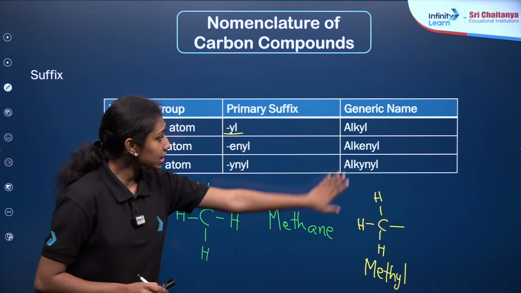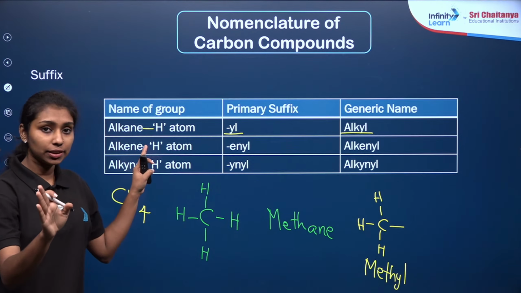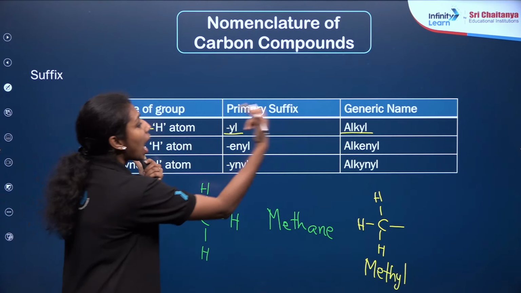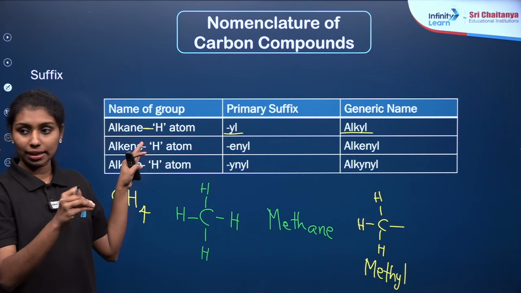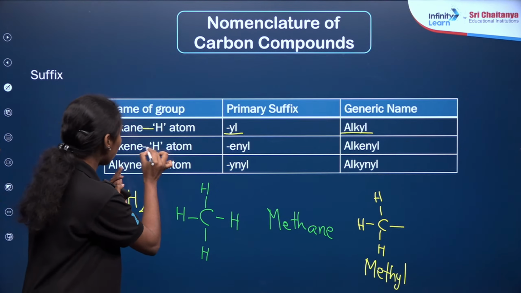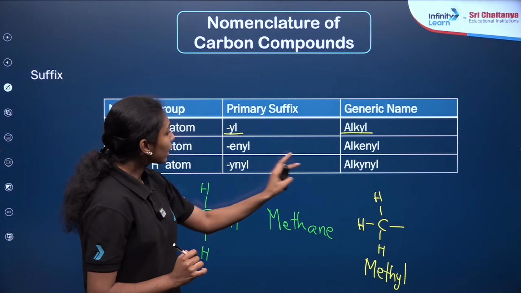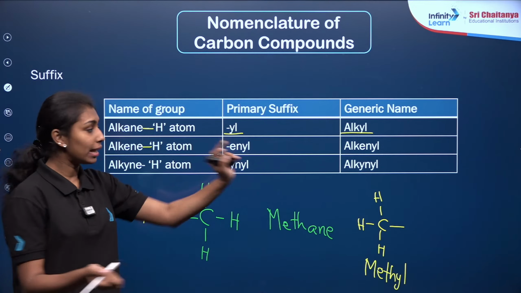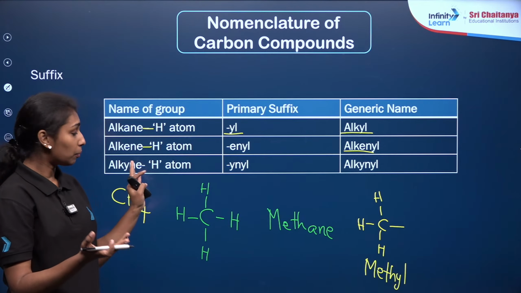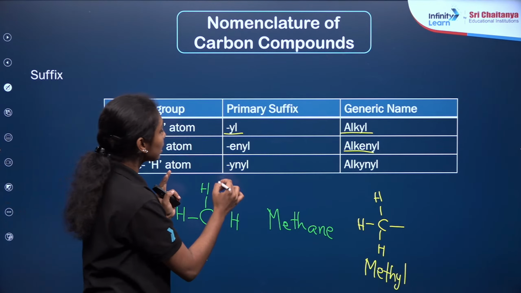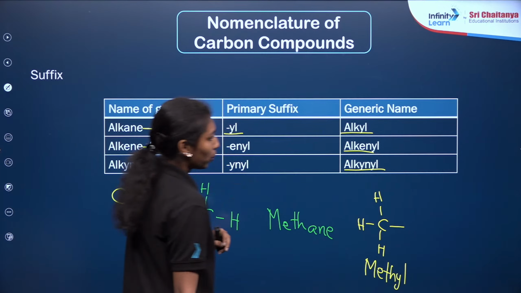So generally it is known as the alkyl group. If I delete a hydrogen atom from an alkane, it forms an alkyl, and YL will be the suffix. If I take an alkene and delete one hydrogen atom, it will have the suffix ENYL, or alkenyl. If I delete a hydrogen atom from an alkyne, it will have the suffix YNYL, or alkynyl. Okay, I hope you understand.